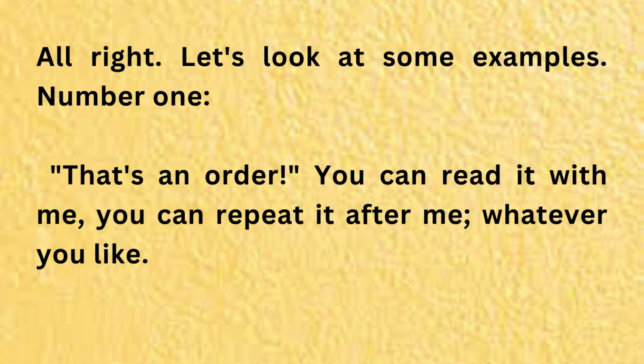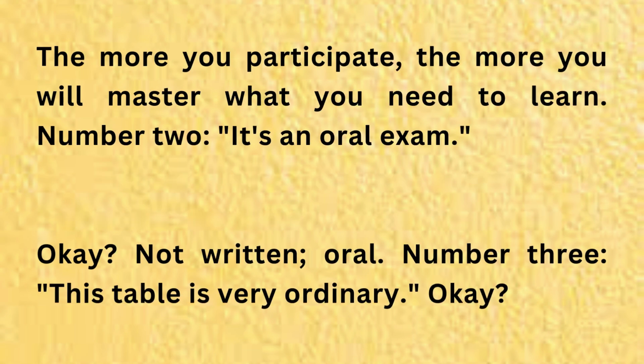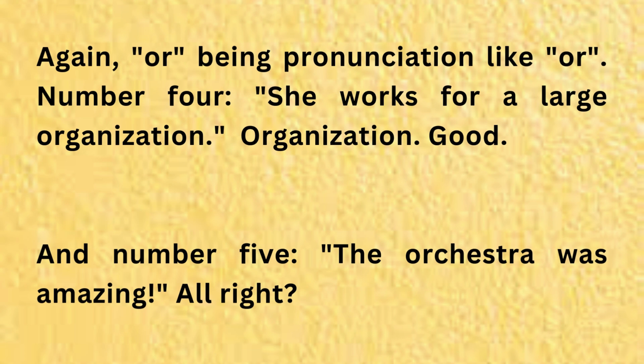Okay? All right. Let's look at some examples. Number 1. That's an order. You can read it with me. You can repeat it after me. Whatever you like. The more you participate, the more you will master what you need to learn. Number 2. It's an oral exam. Okay? Not written, oral. Number 3. This table is very ordinary. Okay? Again, "or" being pronounced like "or". Number 4. She works for a large organization. Organization, good. And number 5. The orchestra was amazing. All right?